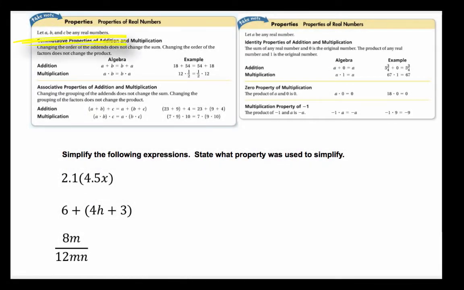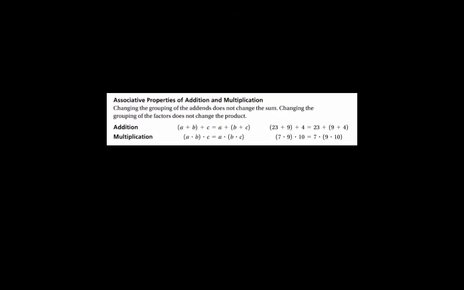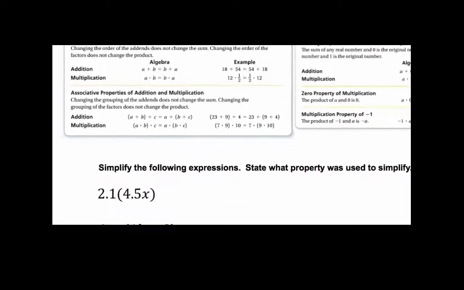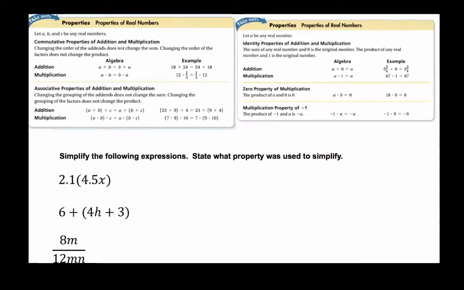So here we have some properties of real numbers. It says let a, b, and c be any real numbers, meaning they can be anything, any real number. So we have what's called the commutative properties of addition and multiplication. We have the associative properties of addition and multiplication. We have identity properties of addition and multiplication. We have a zero property of multiplication, and we have a multiplication property of -1.